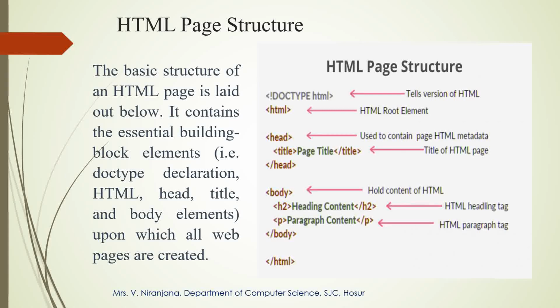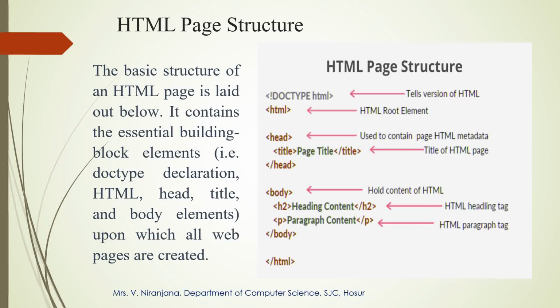We shall now look at the basic structure of a HTML page. The basic structure of a HTML page is given below. It contains the essential building block elements upon which all web pages are created. Now let us examine each of these building blocks one by one. First, every HTML page will start with a doctype HTML. This is the document type declaration. It declares a document as being a HTML document. The doctype declaration is not case sensitive.